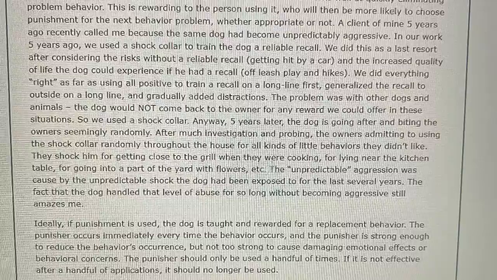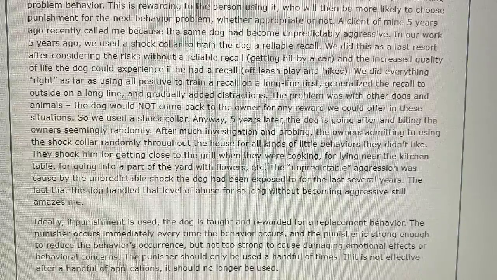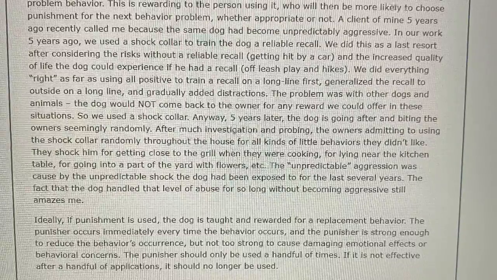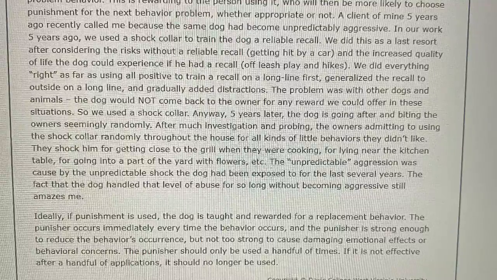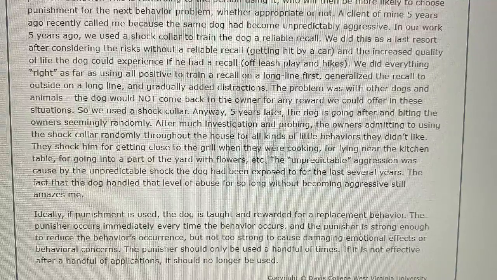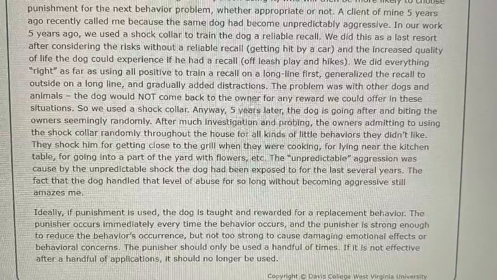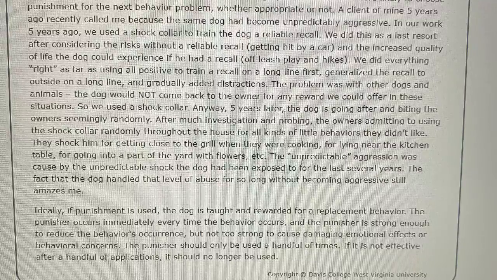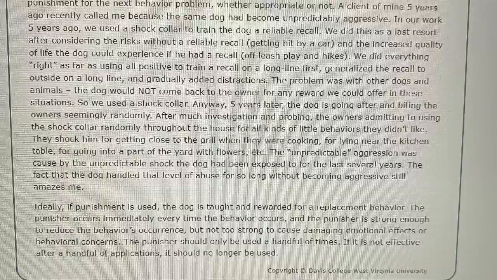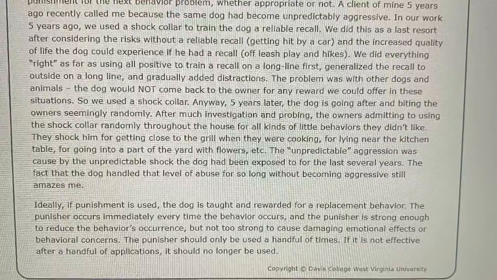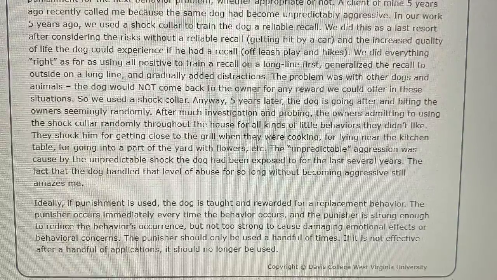Ideally, if punishment is used, the dog is taught and rewarded for a replacement behavior. The punisher occurs immediately every time the behavior occurs, and the punisher is strong enough to reduce the behavior's occurrence, but not too strong to cause damaging emotional effects or behavioral concerns. The punisher should only be used a handful of times. If it is not effective after a handful of applications, it should no longer be used.